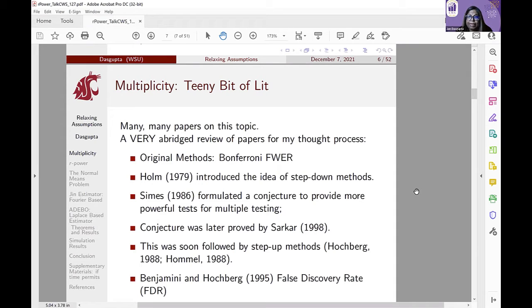The general idea of multiplicity, the biggest idea, was the family-wise error rate, which was also called the Bonferroni FWER. So all it said was, let's say you keep your overall type 1 error to be 5%. The Bonferroni method in this particular scenario would say, take your 0.05 and divide it by however many decisions you're making, 1,000 in this case.